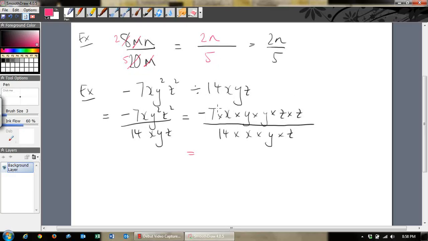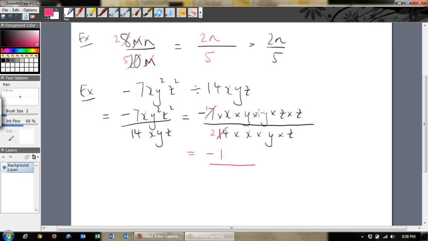So on the top line, let's look at the numbers first. We've got negative 7, and 14 on the bottom line. Can they be cancelled? Well, yeah. What's the common factor? 7 goes into both of those. So let's divide the 14 by 7, that gives us 2. And let's divide the negative 7 by 7, which gives you negative 1, okay? So what you're going to have is negative 1 on the top line of this fraction.